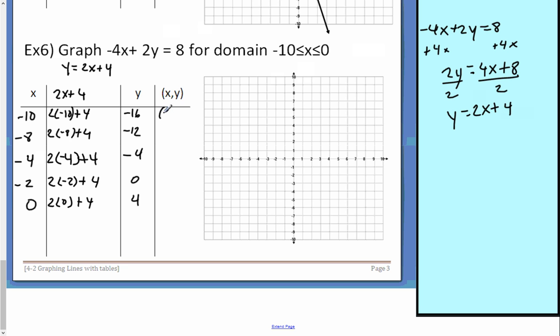So what are my points? Negative 10, negative 16, negative 8, negative 12, negative 4, negative 4, negative 2, 0, and 0, 4. There's all our points. Go ahead and graph the ones that you can graph. If you can't graph them because they're off the page, then that's okay. Just ignore those. The first one it looks like I could probably graph is negative 8, negative 12, which is probably somewhere right around there, right? And then we have negative 4, negative 4 somewhere right around there. And then negative 2, 0, that's an easy one to graph. Negative 2, 0 is there. And 0, 4 is there. Okay?